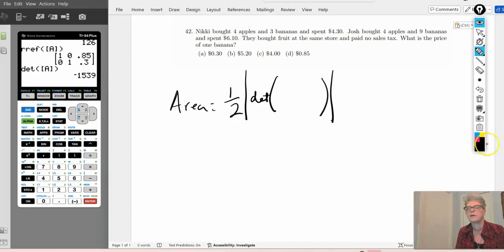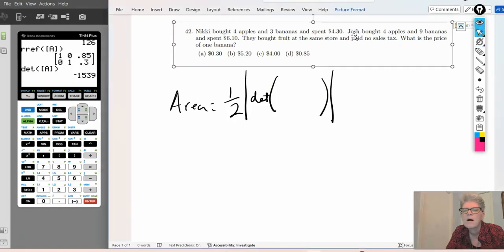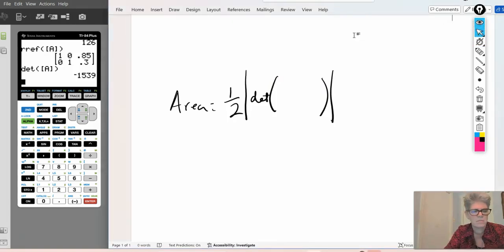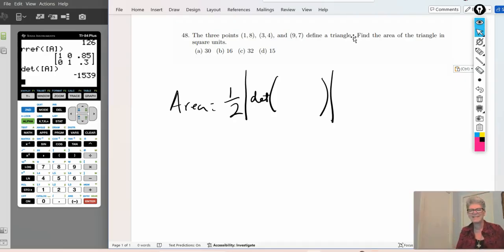of what? Well, let's get the problem up. The first row is going to be my x coordinates: 1, 3, and 9. The second row is going to be my y coordinates: 8, 4, and 7. And then the third row is going to be just all ones.